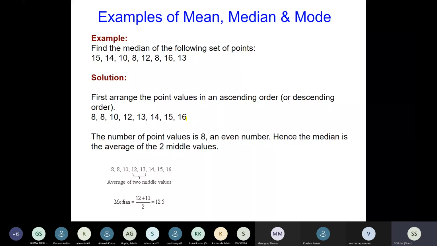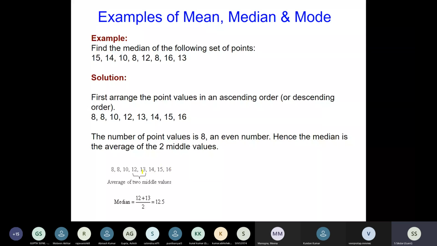It is not 9. Earlier the number of points was 9, which was an odd number, so it was easy. But here it is an even number, so the median is the average of the two middle values. You have to pick up two values first: the fourth number and the fifth number, because if you count from this side, there are three numbers here and another three numbers left here.